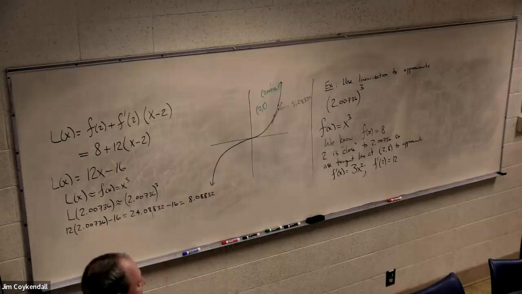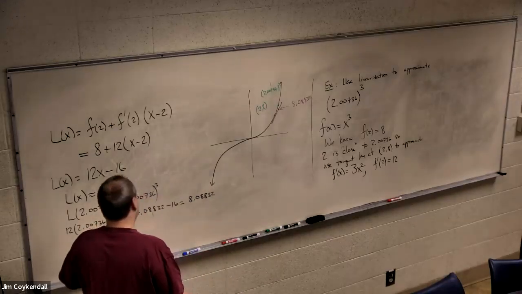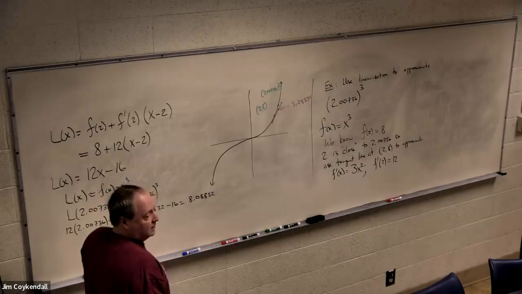This is actually kind of an estimate that you can get in the field, because multiplying this number by 12 is much easier than the cube root. Yes?